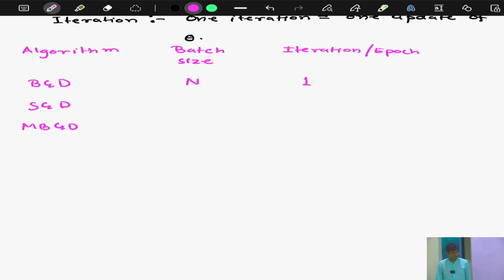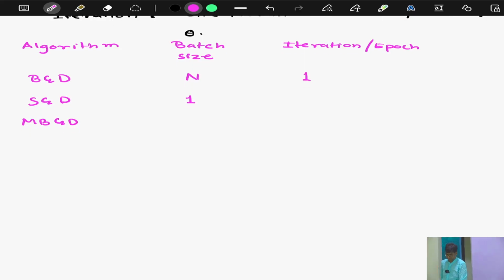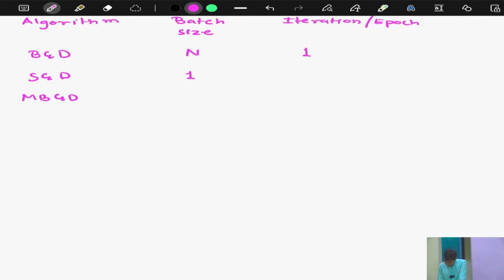SGD, what is the batch size? 1, great. And what is the iteration per epoch? n, right? So now epoch and iteration are not the same for stochastic gradient descent. One epoch is equal to n iterations. Mini batch gradient descent, batch size some number, let us call it b, that is what we are using, b, and iteration per epoch n by b.